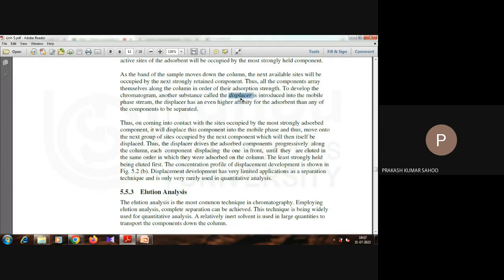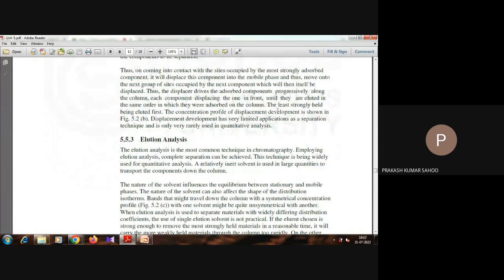The role of the displacer is to displace one component by another, and the displacer must have higher affinity to the adsorbent than the other components. Thus, on coming into contact with the sites occupied by the most strongly adsorbed component, it will displace this component into the mobile phase and move on to the next group of sites occupied by the next component. That means the less polar will be replaced by the higher polar, and this process will go on, which will then itself be displaced.